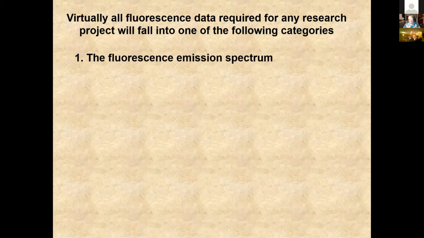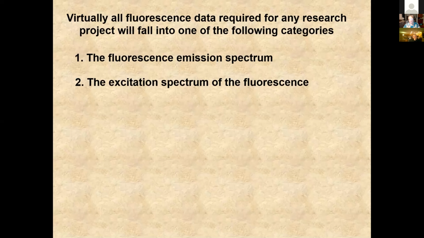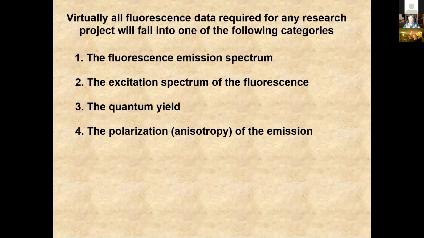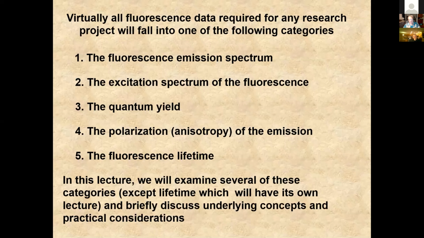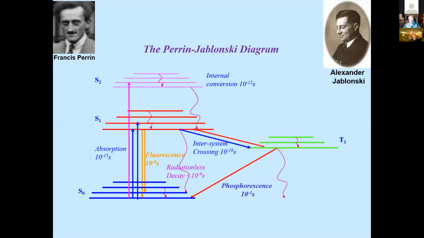Now, virtually all fluorescence data required for any research project falls into one of the following categories: the fluorescence emission spectrum, the excitation spectrum, the quantum yield, the polarization or anisotropy of the emission, and the fluorescence lifetime. And in this lecture, we're going to examine all these categories, except lifetime, which will have its own lecture, and discuss some of the underlying concepts and practical considerations.